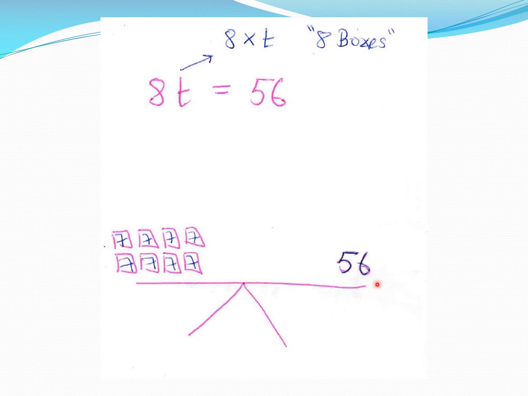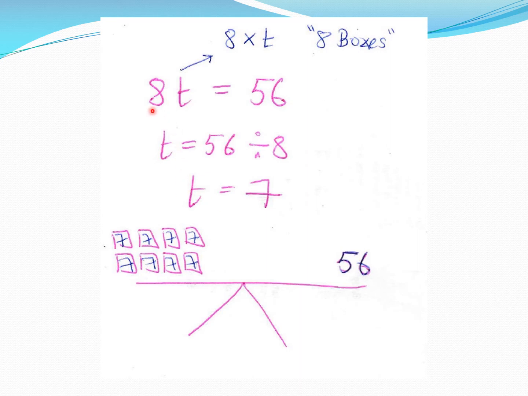Again, the 8 boxes matching 56, 8t equals 56. Now, this is something that we should remind you. When you see 8t, that actually means 8 times some value of t. T stands for a number. It could vary. It's a variable. But in this particular case, we've got an equation. So the value of t is specific. So 8 times something equals 56. The multiplication sign is not written there. It's assumed. When you have 8 times a variable, 8 times a letter, you just write 8t equals 56.